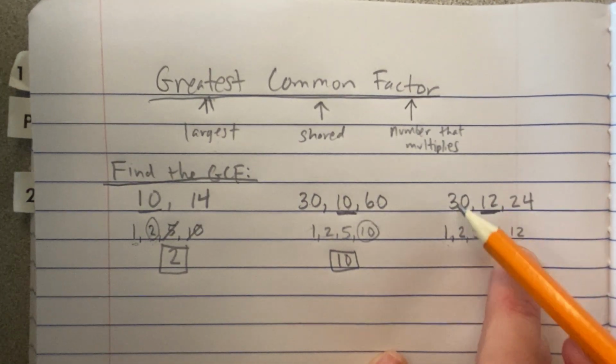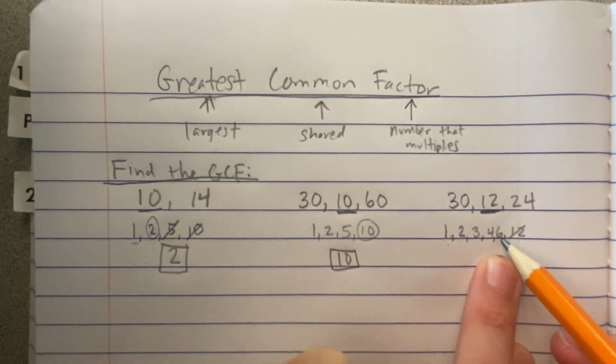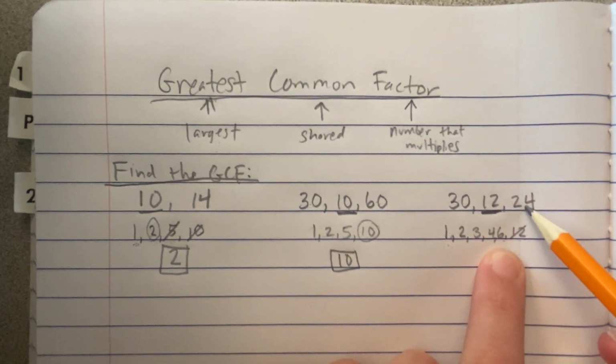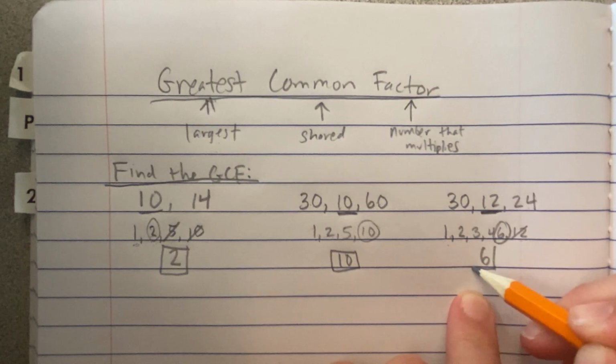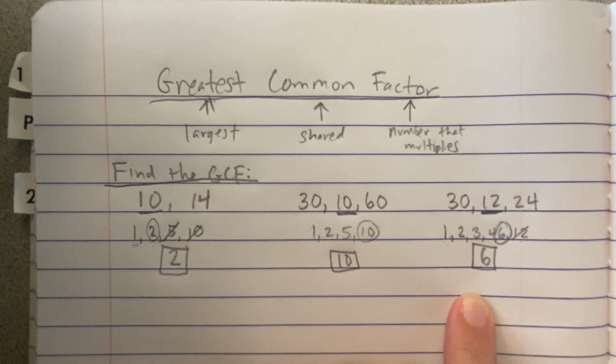Is 12 a factor of 30? Can I multiply 12 and get 30? No. How about 6? Is 6 a factor of 30? Oh yeah, it is. 6 times 5 is 30. Is 6 a factor of 24? Oh yeah, 6 times 4 is 24. There it is. There's my greatest common factor. It's a factor that's shared between all three, and it's the largest one.